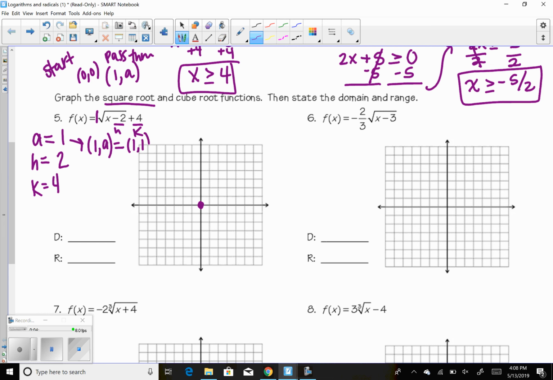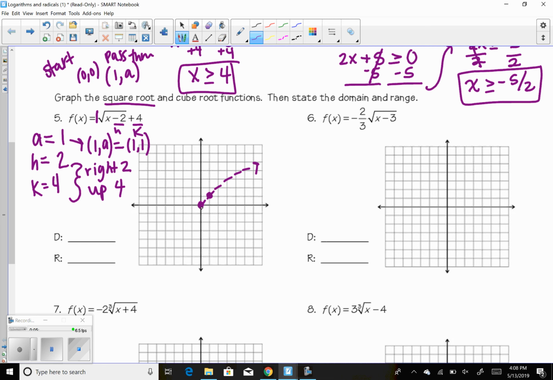It's 1, 1. So I start at 0, 0. I pass through this point, and it gives me this general shape. If you remember, start at 0, 0, pass through. That helps you know the direction it's going to go. So that's the first part. Then I'm going to shift it horizontally and vertically. So my horizontal shift is 2 to the right, and my vertical is up 4. So this right here tells you to go right 2 and up 4.